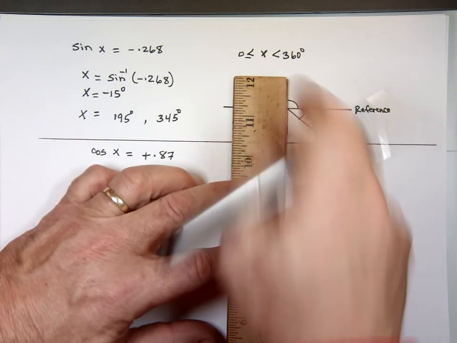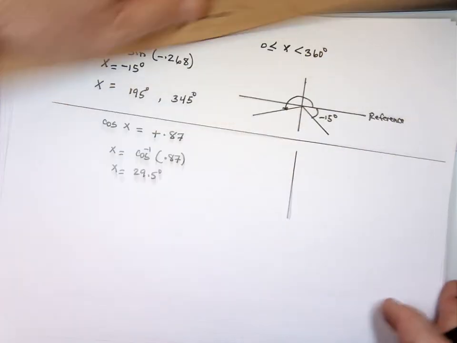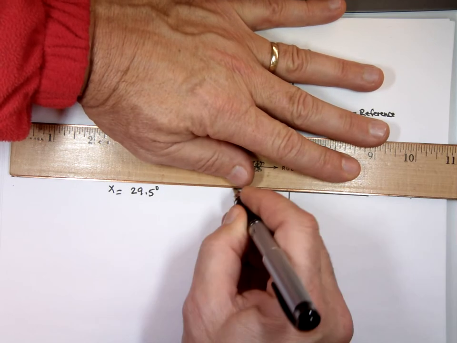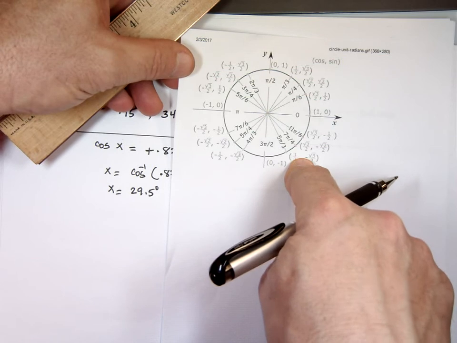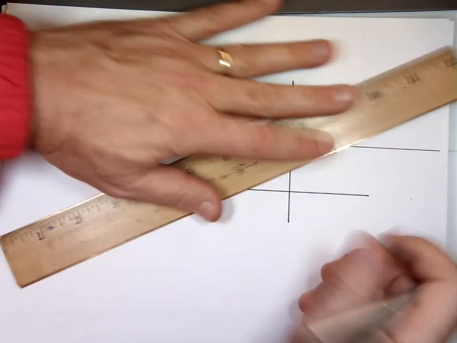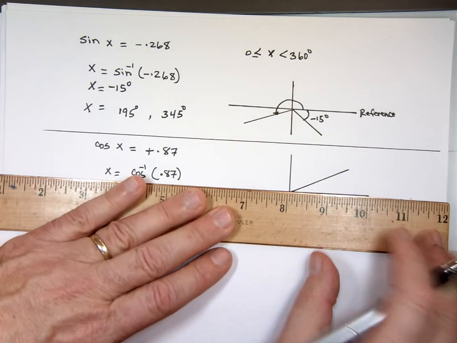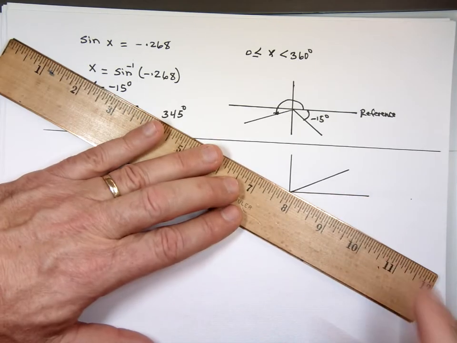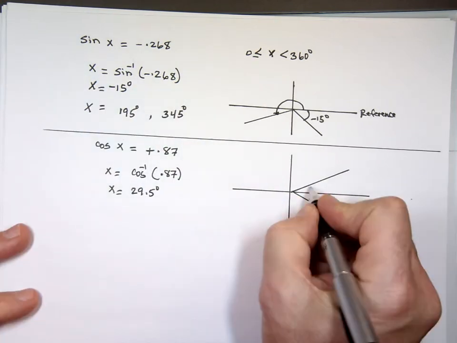For the cosine, remember, which quadrants is cosine positive, and which negative? Cosine is positive in 1 and 4, negative in 2 and 3. So for the cosine, what you need to do is fold the paper along the x-axis. Take it and fold it this way, so you'll have another angle down this way. So this is actually 29.5. I should have used 30 to make my life easy.